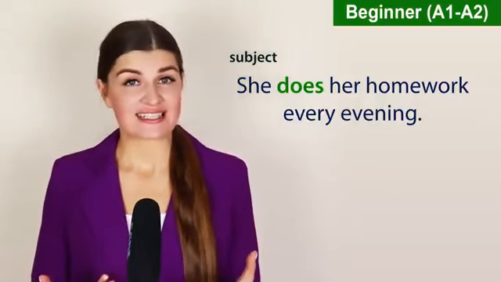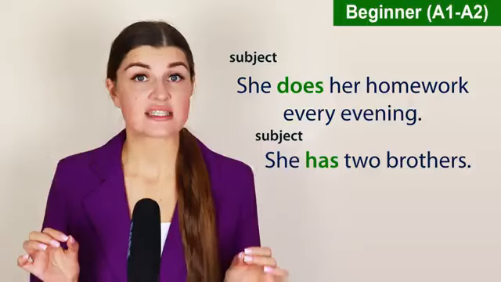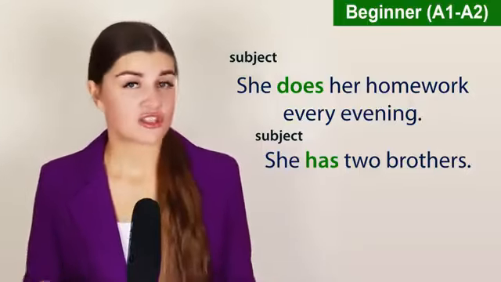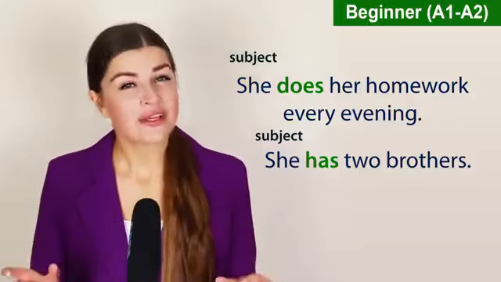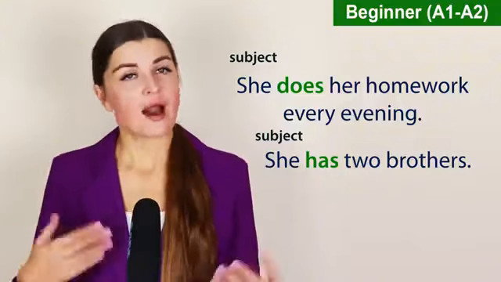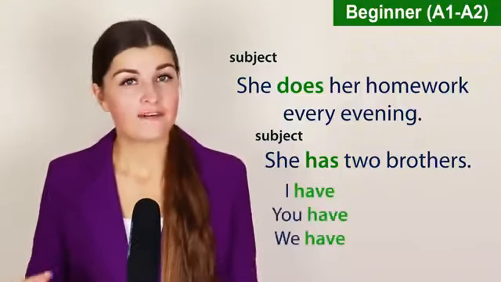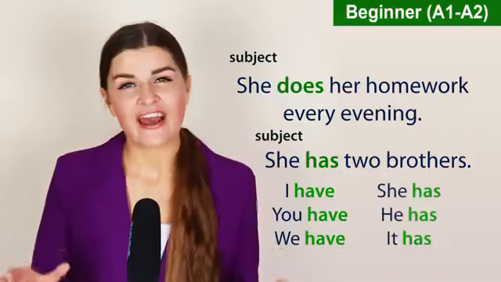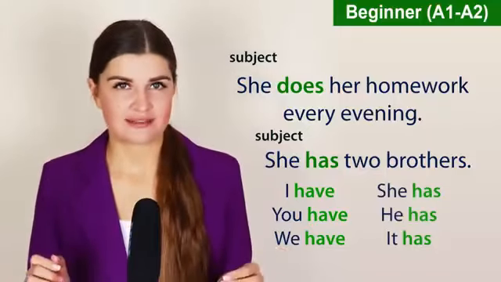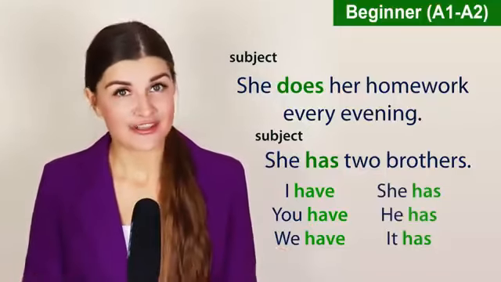Look at the second sentence. The subject is she. Have changes to has to agree with the subject, she. I have, you have, we have, he has, she has. She has two brothers.